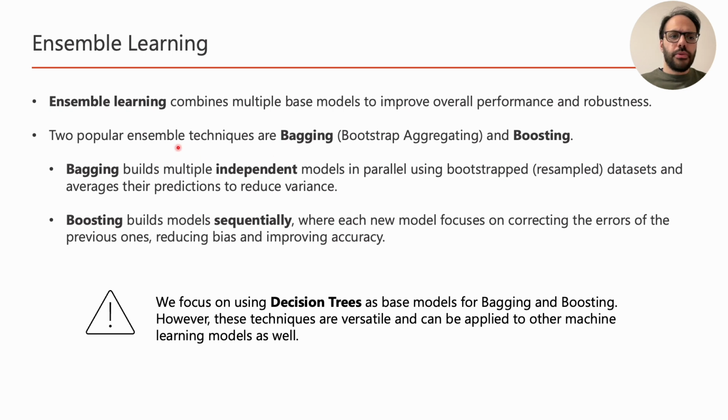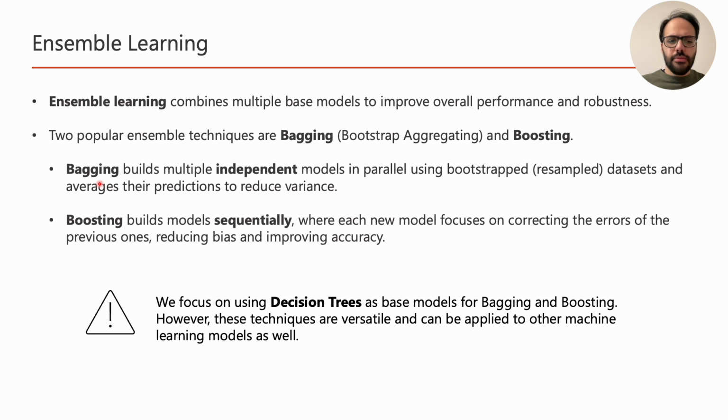And there are two very popular ensemble learning techniques. One is known as bagging, which stands for Bootstrap Aggregating. And the second one is boosting. So what's the difference between these two? In simple terms, bagging builds multiple independent models, and these models are built in parallel. The idea is to use bootstrapped or resampled datasets. Usually the implementation is very simple because we build these models independently using bootstrapped datasets, and then we average or aggregate their predictions.